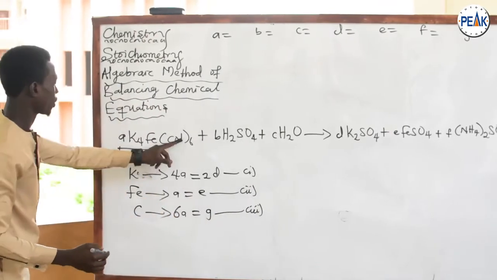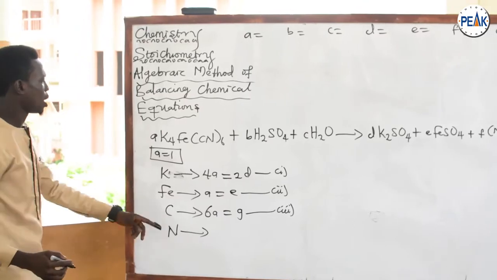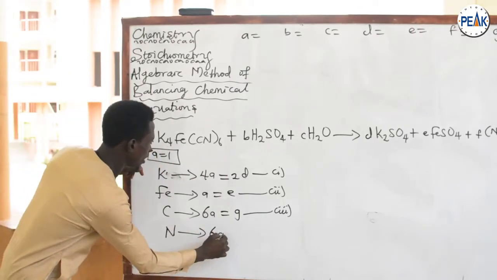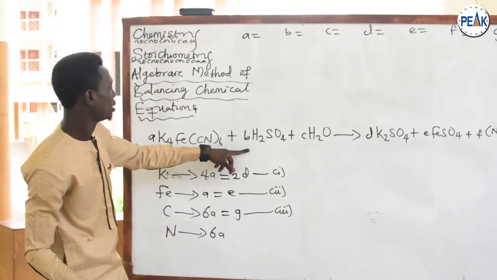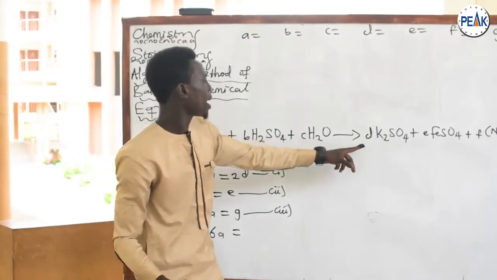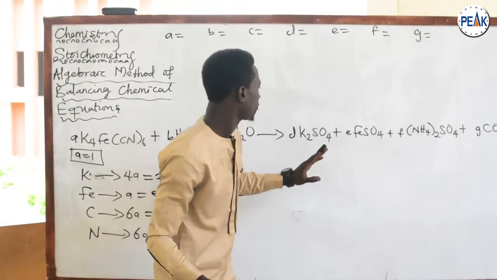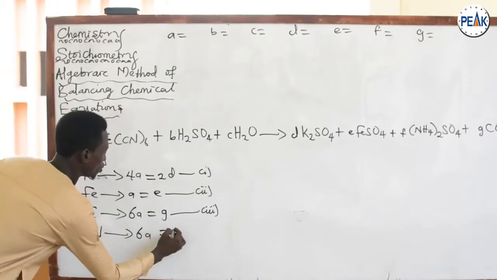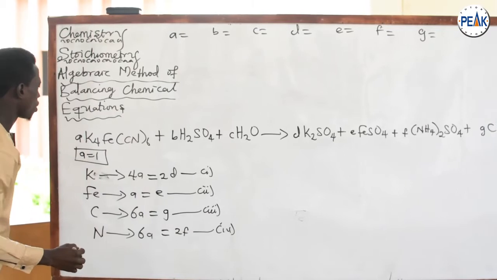As we continue, nitrogen, N. How many moles of N do I have here? I have 6A. Yes. Then where do I have nitrogen again? On the product side. So I introduce the equality sign. Then my N here is 2F. I think that's correct. My N is equal to 2F. Let's call this equation 4.